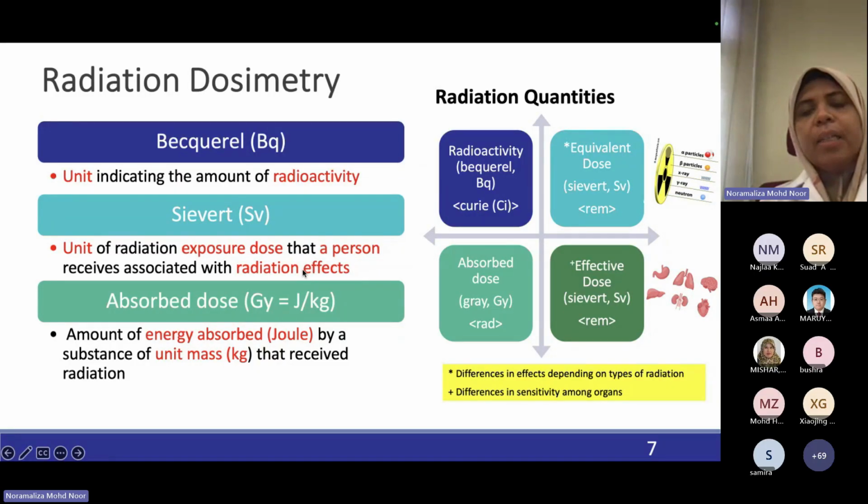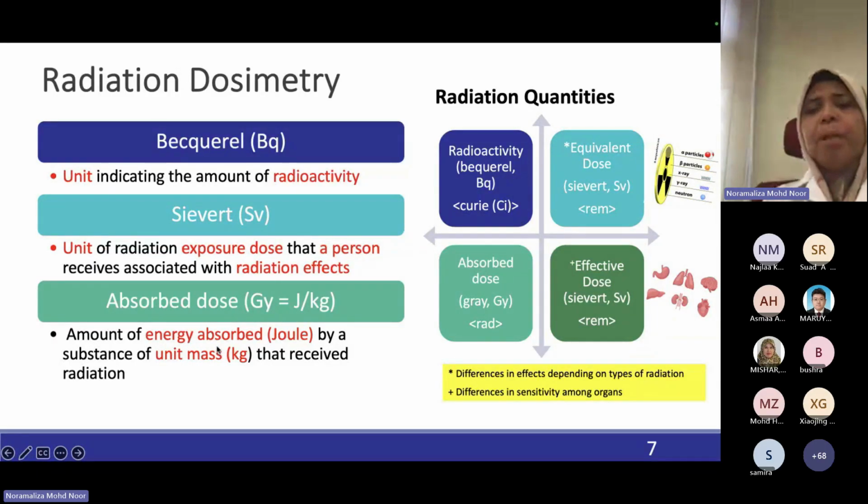Because we know that radiation can also have an effect, whether exposed to higher levels of doses or lower levels of doses. And then the third one is the absorbed dose, the gray, or sometimes we call it joule per kg, which is the amount of energy absorbed by a substance of unit mass, kg, that receives the radiation.